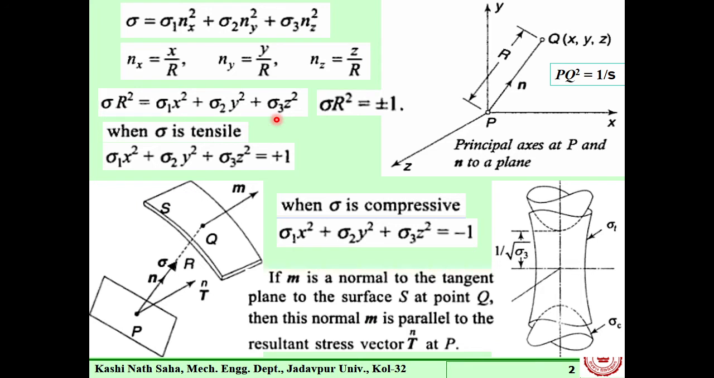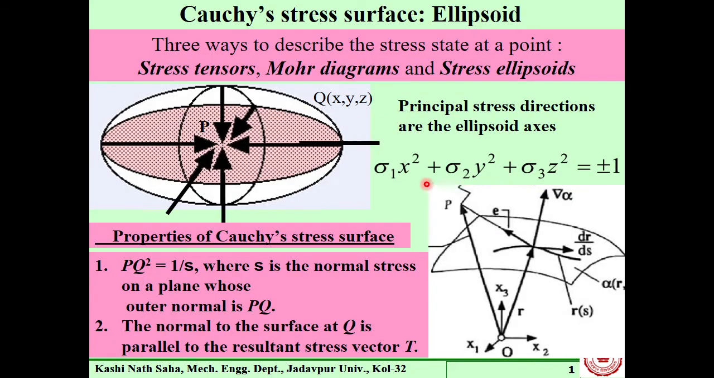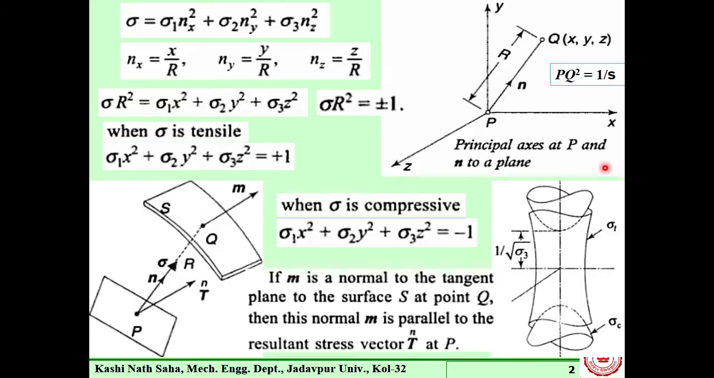So what was the equation? This is equal to plus minus 1. So our equation will become sigma r square equal to plus minus 1. Okay, that's clear. So why is this plus minus 1? Sigma is tensile, this is plus 1, sigma is compressive, this is minus 1. Right?